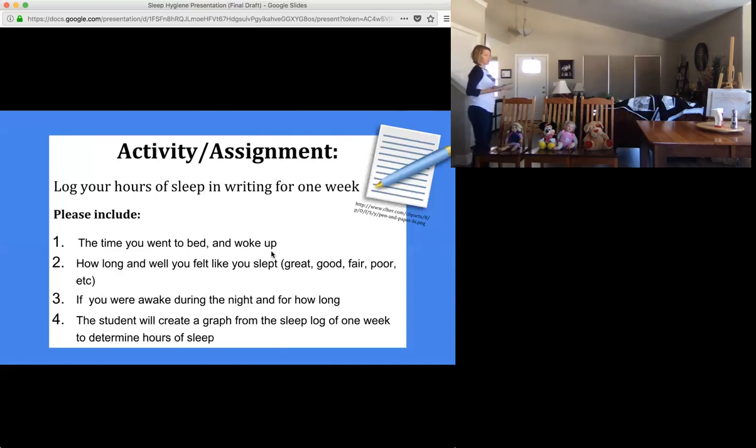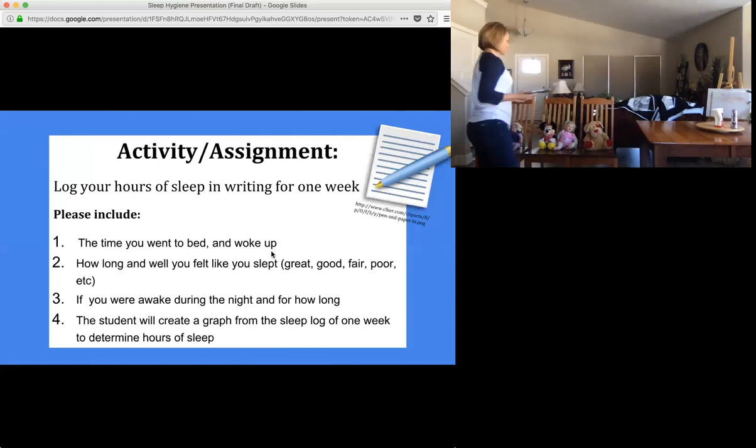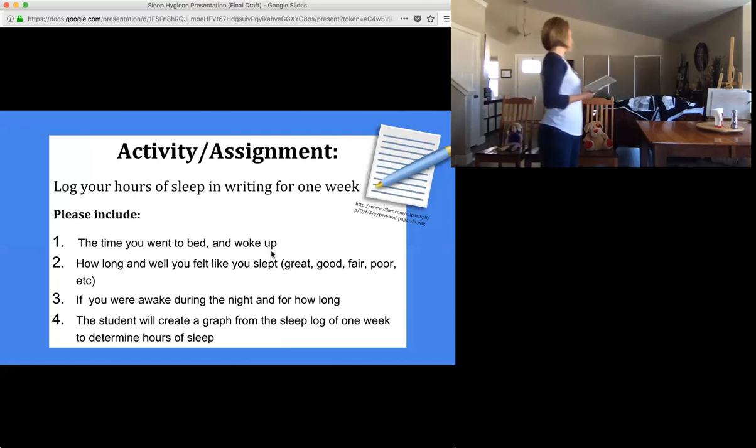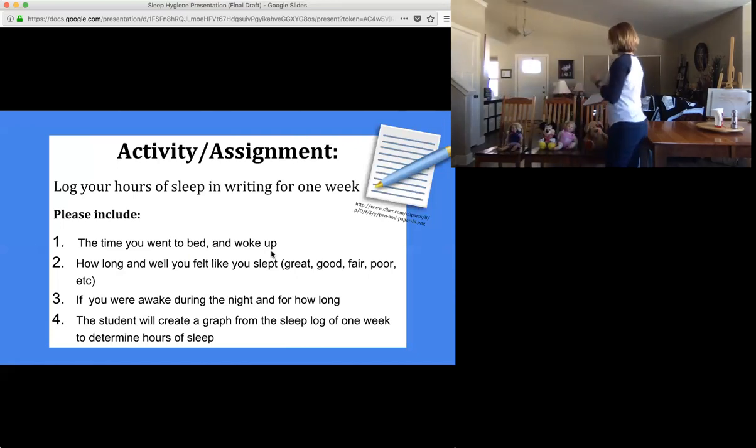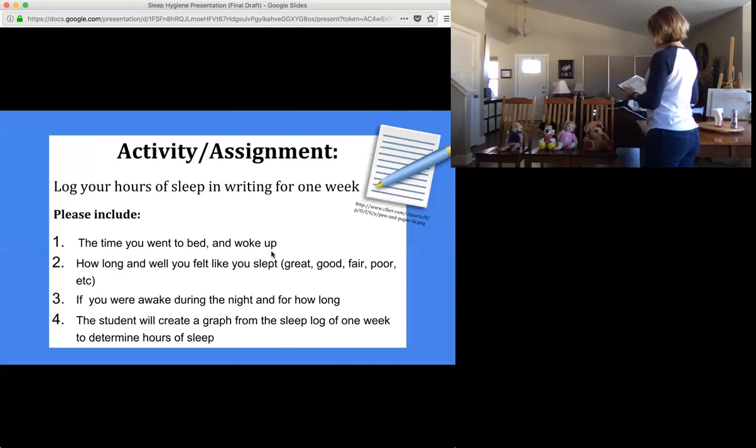Do I feel like I can go back to sleep? Do I feel like I need 5 more cups of coffee? What is your quality of it? So good, great, fair, poor are fine to list there. Also list if you were awake at night, if you got up and went to the bathroom but were able to fall asleep quickly, or you got up because you were hot, you were cold, there was a noise, and it took you 3 hours to go back to sleep. Let's list that as well. And then I would like for you to keep a graph, a chart of that for 1 week and determine how many hours of sleep you've had on average throughout that week. And then we will have a class discussion to go over that.